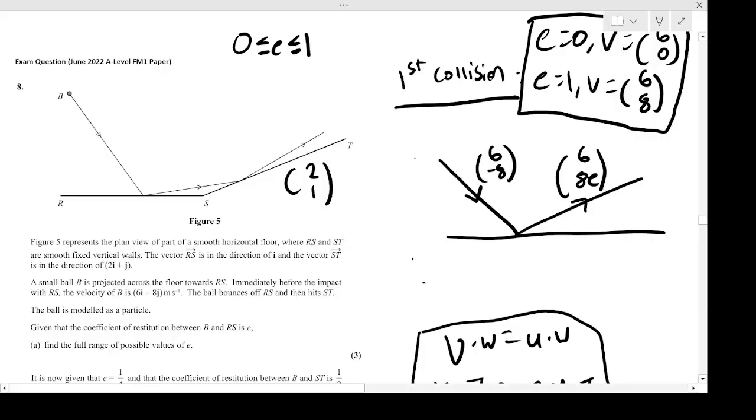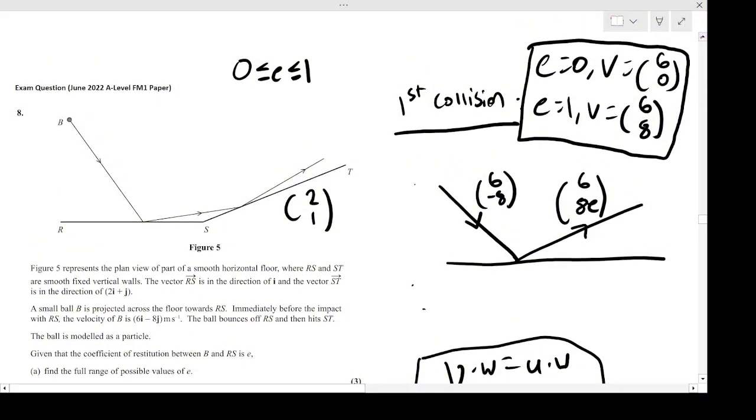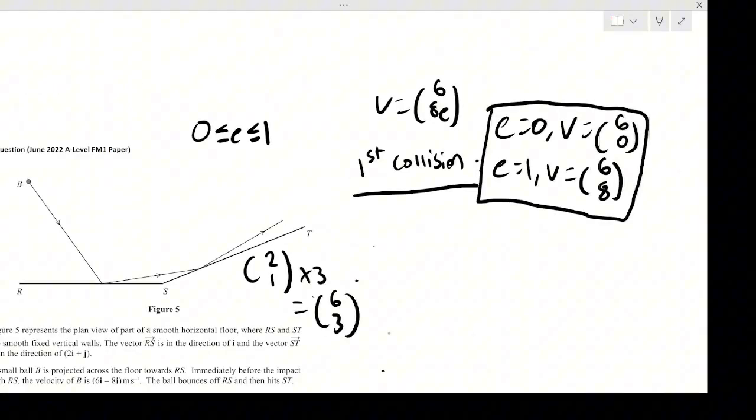One thing I'm noticing here is, as I just discussed, my velocity vector is between 6, 0 and 6, 8. It's staring at me that if I triple this, right, I'm going to get the vector 6, 3. And so this vector here, 6, 3, is in between 6, 0 and 6, 8, right? Hopefully you can see that.